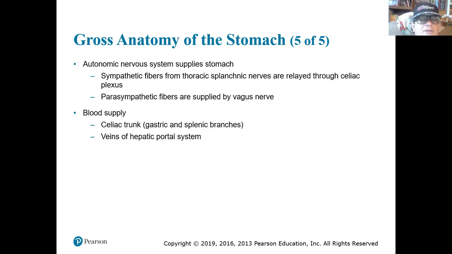All right, so blood supply to the stomach comes from the gastric and splenic branches of the celiac trunk and the veins of the hepatic portal system. What? Well, don't you remember I told you when we draw blood off of the GI tract, we're going to send it to the hepatic portal system. We're going to send it to the liver so the liver can examine it and make sure we didn't absorb anything bad to help protect us.